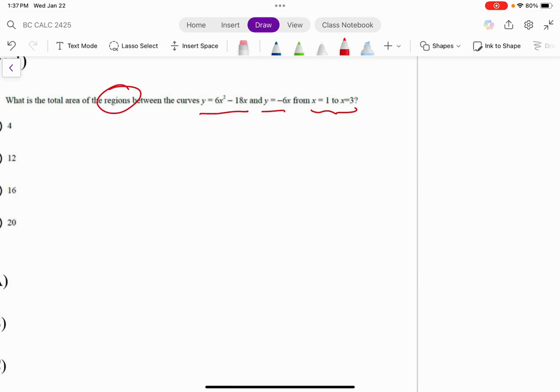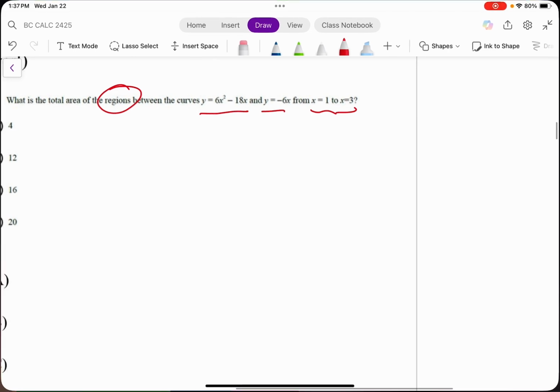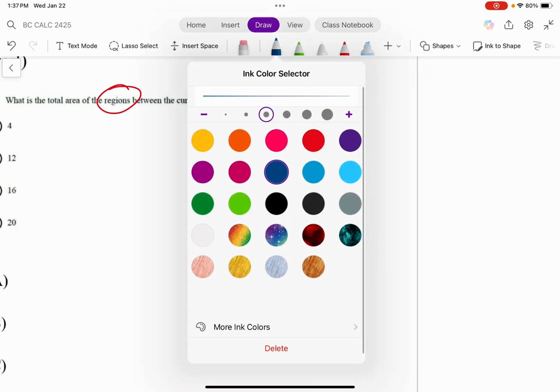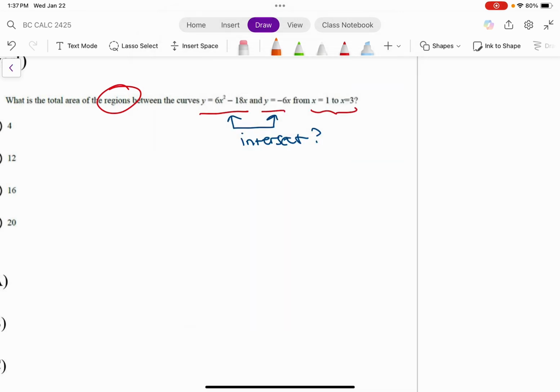So maybe we're going to do a couple things. First, we want to sketch roughly what this parabola looks like. And then we need to know where these graphs intersect, because if they intersect, that's going to cause a changeover in terms of the regions that we see. But first, let's analyze y equals 6x squared minus 18x. See what we're looking at.